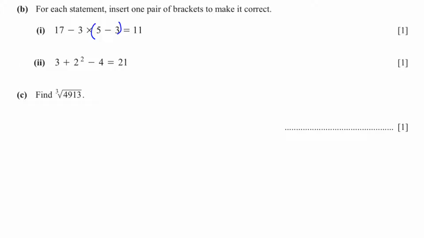For the next part, 3 plus 2 square minus 4 is equal to 21. This is much easier than the above one. If you put a bracket here, 4 minus 4 will be 0. So that's not going to work. You have to put the bracket around 3 plus 2 square, minus 4 is equal to 21.